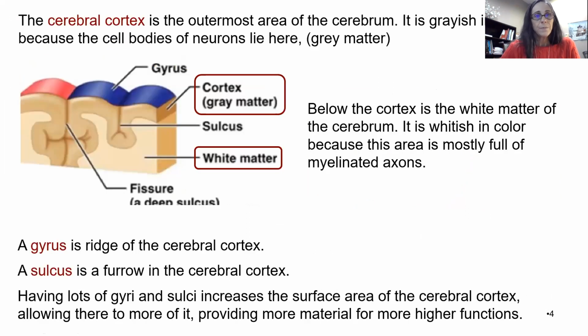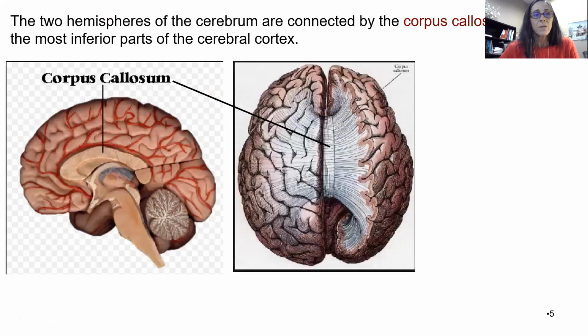Okay, so where are we here? Cerebral cortex, talked about it, gyrus, sulcus. Again, the purpose of having a lot of them is increased surface area. The more surface area, the more you're going to be able to do higher function. Now, we'll probably have to come back to that.